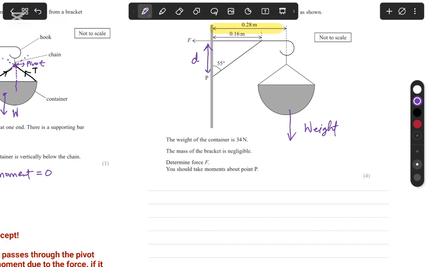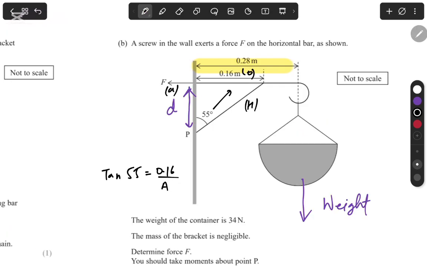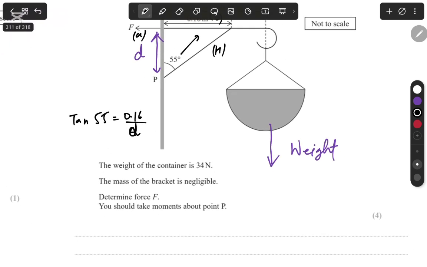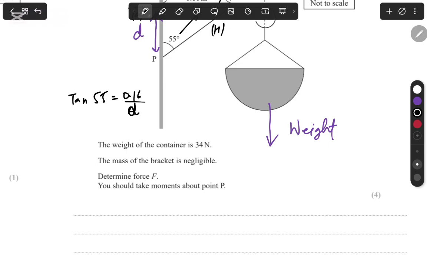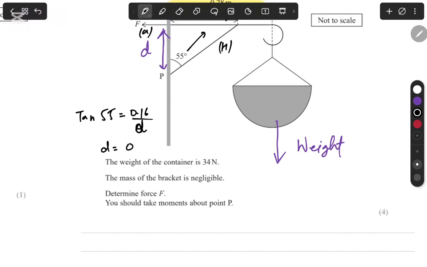This distance D. So what we can do is just use SOHCAHTOA and we can easily find the distance D. So we can see here that tan 55 is equal to 0.16 divided by the adjacent, or we can just put the distance that we are trying to find out. So let me plug that into my calculator and then we get the answer. So I'm getting a value for the distance of 0.112 meters. So that's going to be the distance D.